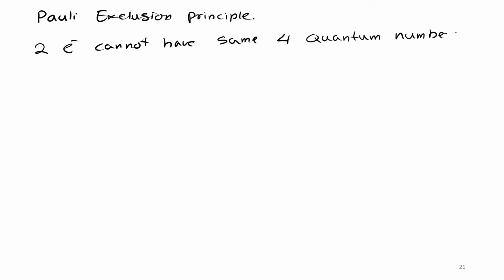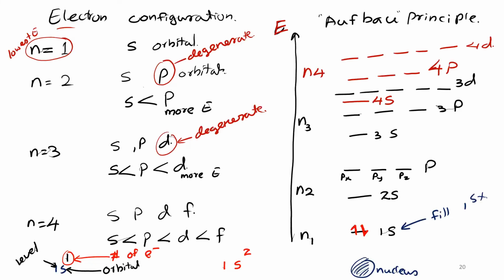In the Pauli exclusion principle, we define it as: two electrons cannot have the same four quantum numbers. So let's say you are taking a certain electron.